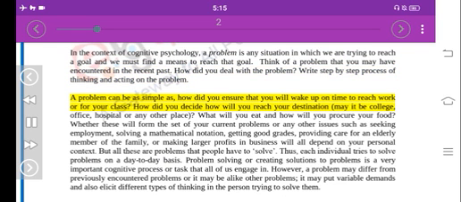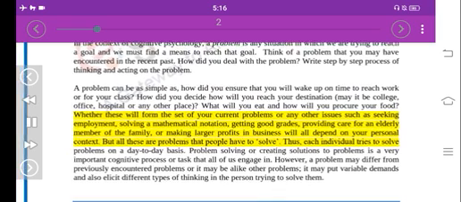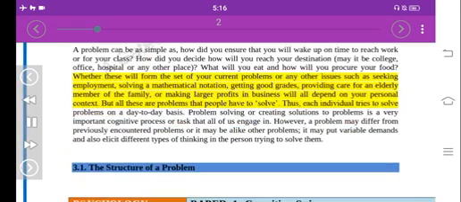A problem can be as simple as, how did you ensure that you will wake up on time to reach work or your class? How did you decide how you will reach your destination, may it be college, office, hospital or any other place? What will you eat and how will you procure your food? Whether these will form the set of your current problems or any other issues such as seeking employment, solving a mathematical notation, getting good grades, providing care for an elderly member of the family, or making larger profits in business will all depend on your personal context. But all these are problems that people have to solve.